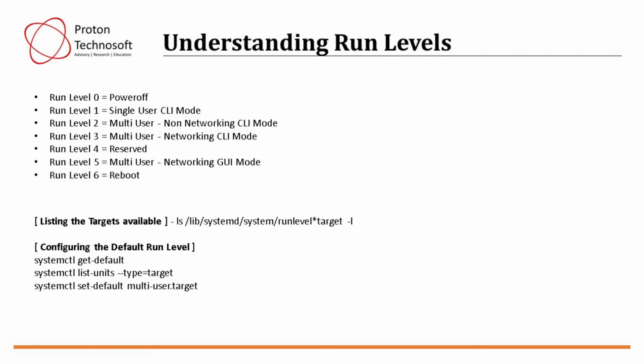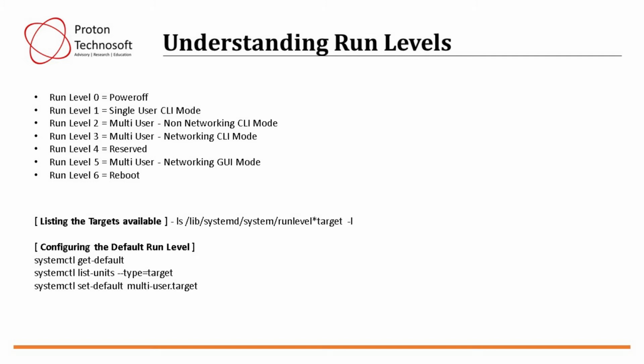Run level 4 is a reserved run level wherein you can create your customized scripts and use that particular space to create your own custom run level. And then you have run level 5, which again is the default nowadays for Linux, wherein you are directly taken to a GUI screen and it's a multi-user networking GUI mode. So that's run level 5. And then you have run level 6 to depict a reboot situation.